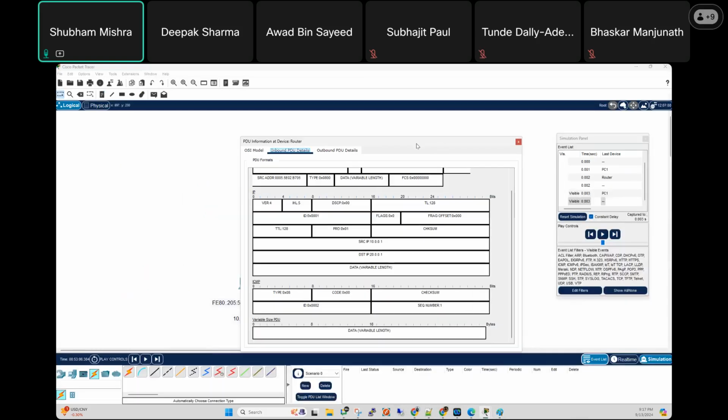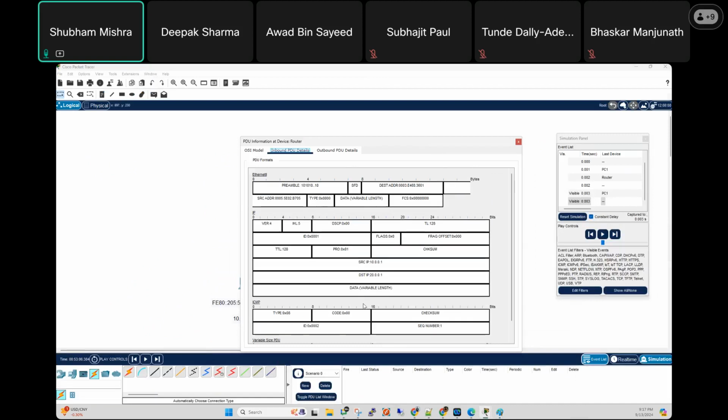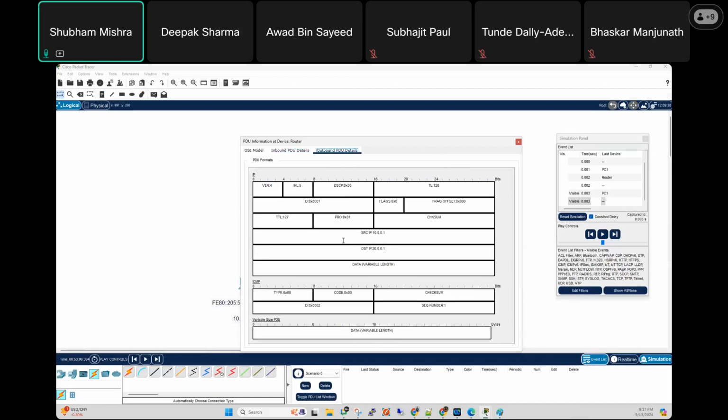So see, this is the inbound packet. It means the router received it, so there is no change. Now come to outbound. In outbound, do you find the Ethernet header, source MAC or destination MAC? No. We are not able to find source MAC and destination MAC here. It means this packet is not completely encapsulated.